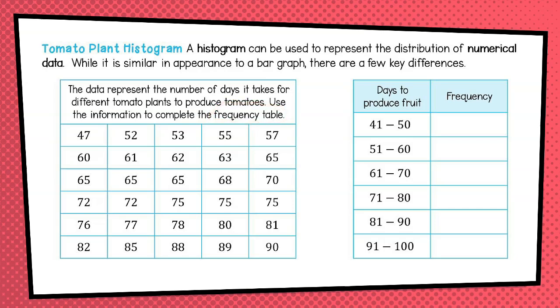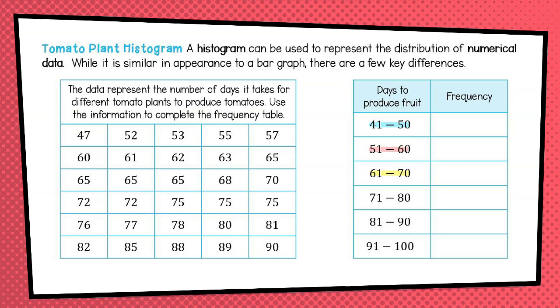So before we get started building our histogram, basically what we want to do is organize our data. We're going to take all of these individual data points and we're going to tally them up into the frequency table so we can see how many data points in each of the intervals we have. When I say intervals, what I'm referring to is the group from 41 to 50, or the group from 51 to 60, or from 61 to 70, and so on. Each of these categories or groupings is referred to as an interval.